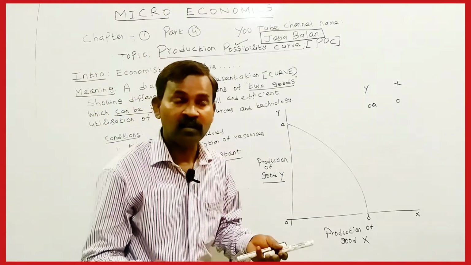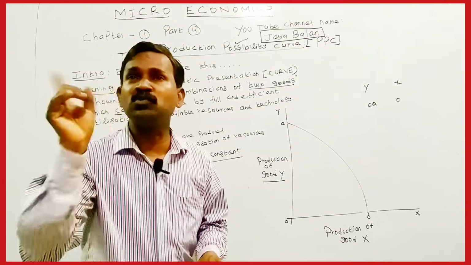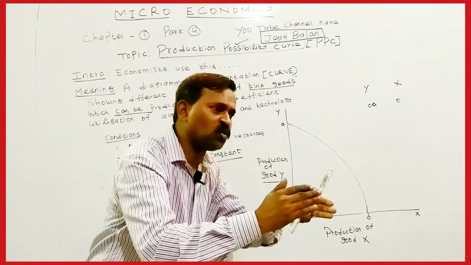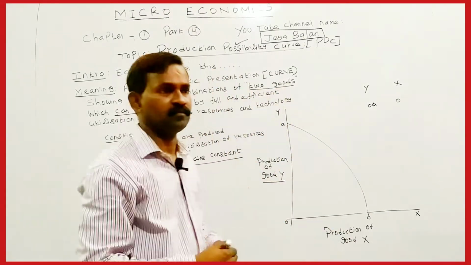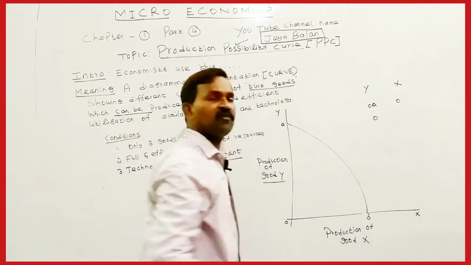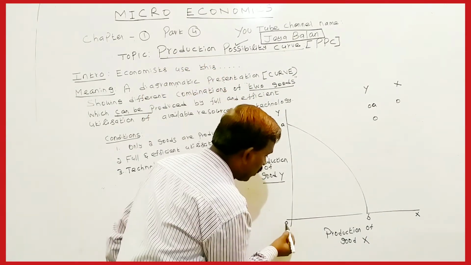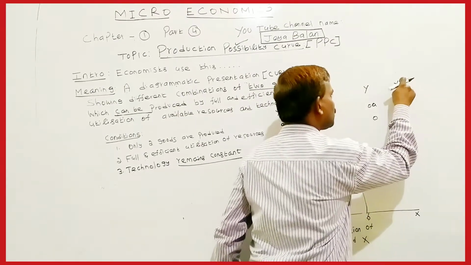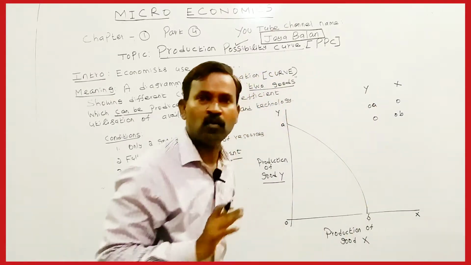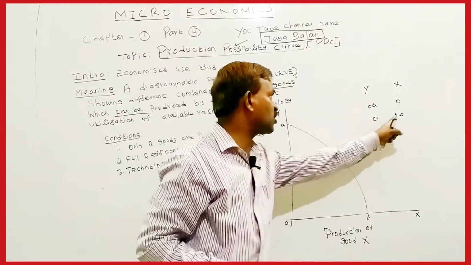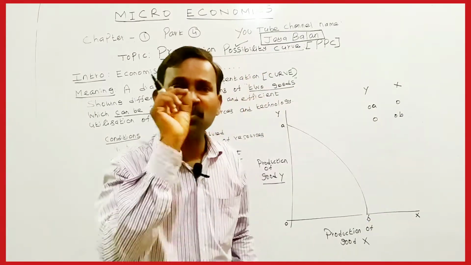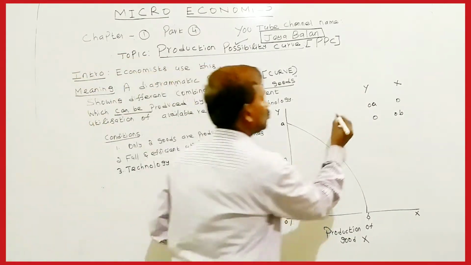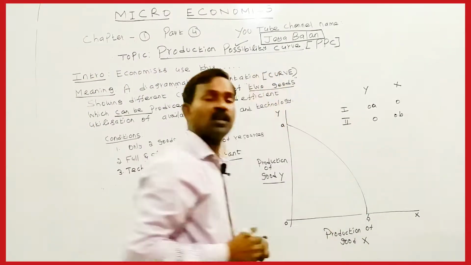Okay, what will happen if an economy does not want to produce any quantity of good Y, but wants to utilize all the resources in the production of only good X? Then what quantity of good X can be produced? OB. OB quantity of X can be produced and no quantity of Y. Why no quantity of Y? I told you this production is possible if all the resources of an economy are utilized only in the production of good X. So this is combination number 1, this is combination number 2.